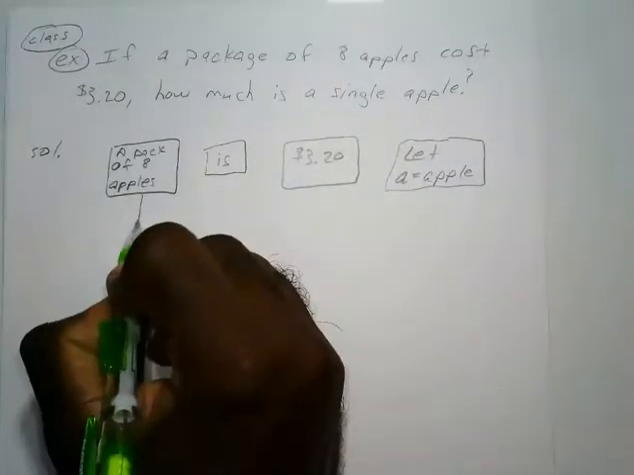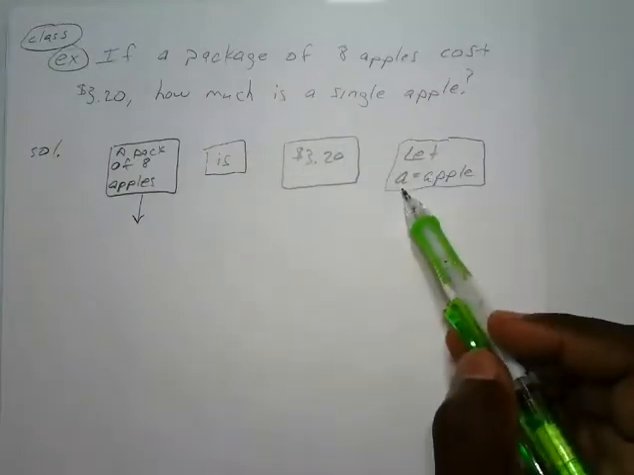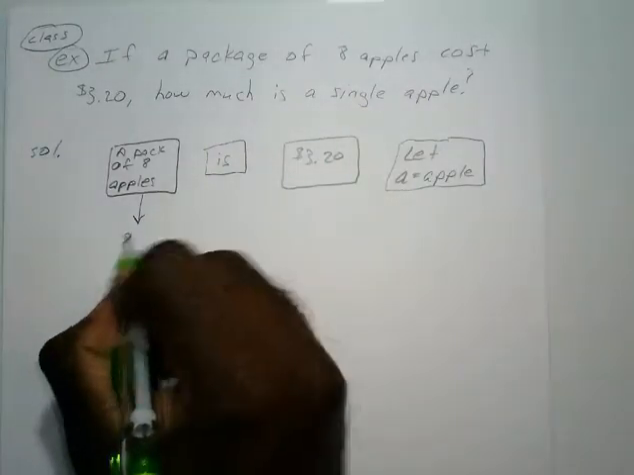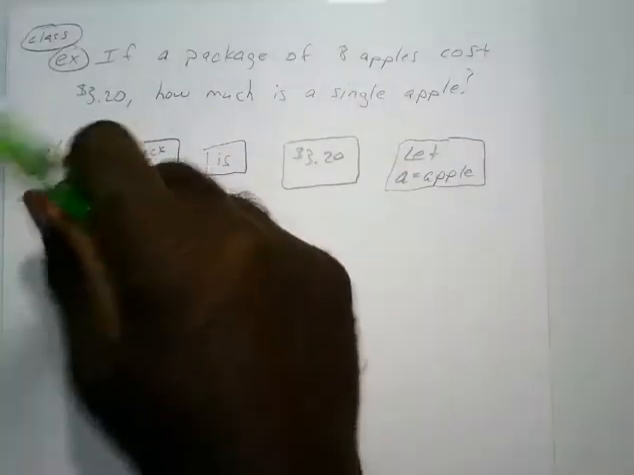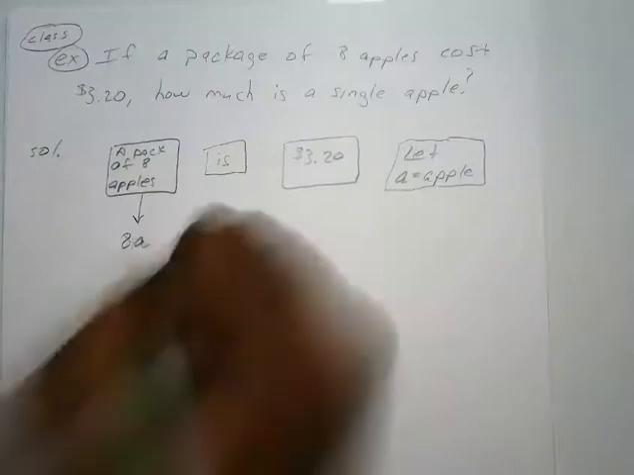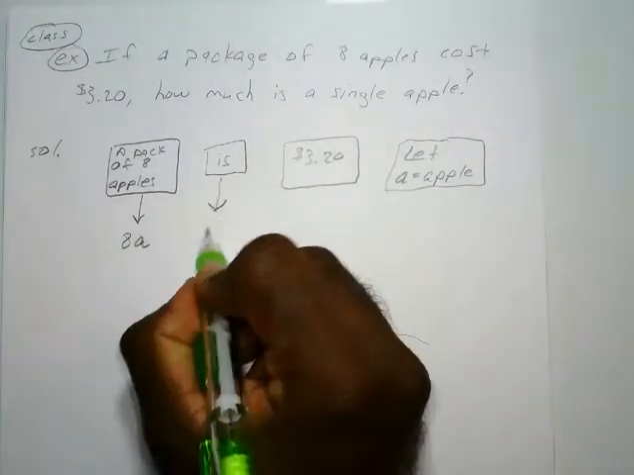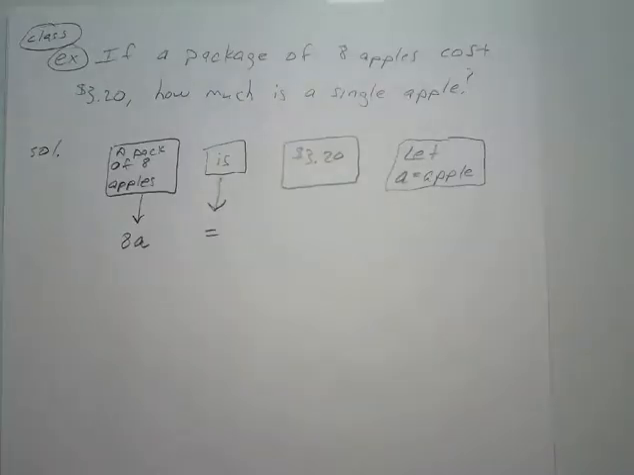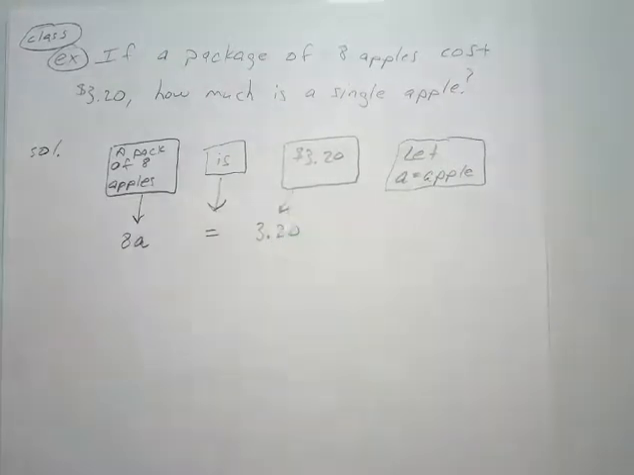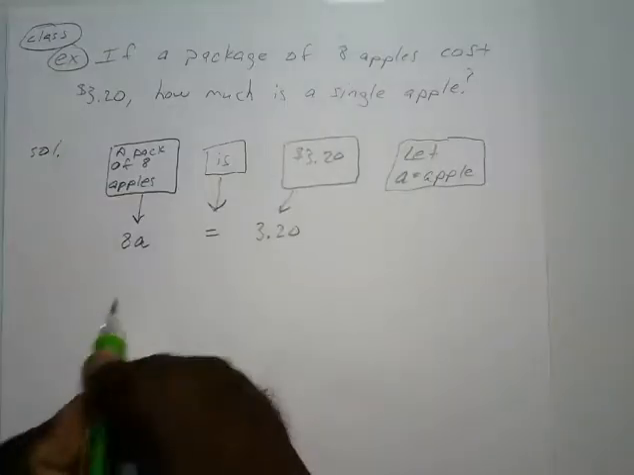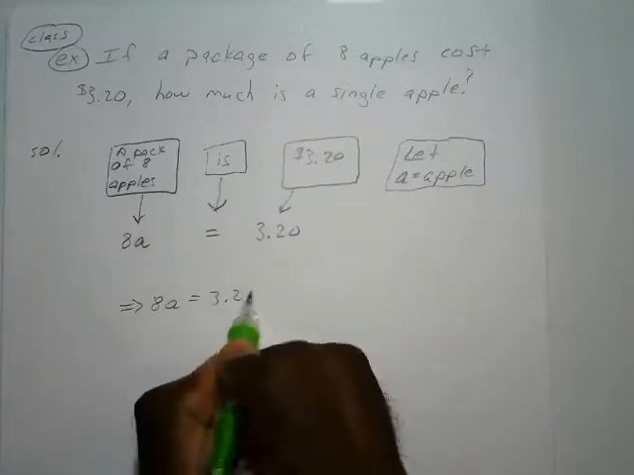Okay, so if we have a package of 8 apples, that's 1 apple 8 times. So that gives us 8A. Clean that up a little bit. There we go. Is, remember when you see is, that equals. $3.20 is just 3.20. Okay, so that leaves us with our equation, 8A equals 3.20.